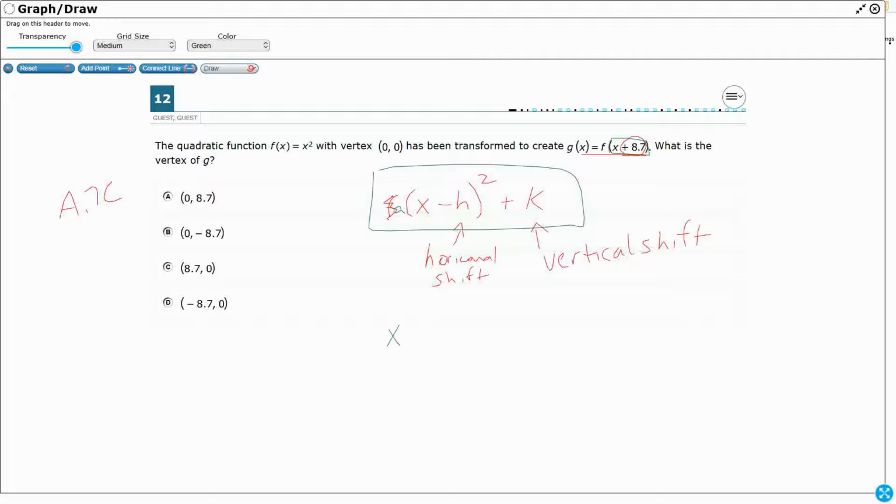But in order for it to be x plus 8.7, it's going to end up being x minus negative 8.7, squared, because we've got the squared. In order for this to turn into a plus, you have to flip that when it's a horizontal shift. It ends up being x minus negative 8.7, and then we simplify it to x plus 8.7, which means it's a horizontal shift to the left. So your x value becomes negative 8.7. We didn't do the vertical shift because that would be a plus k on the outside of the parentheses.